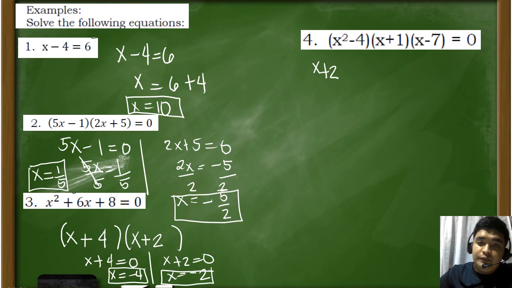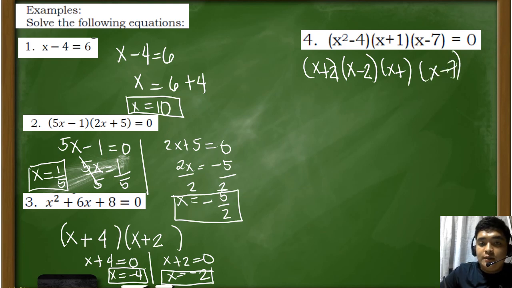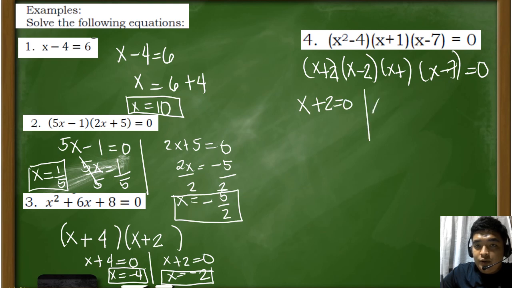x plus 2 and x minus 2. Then we have x plus 1 and x minus 7 equals 0. Okay, so let's simplify now. x plus 2 equals 0. Then we have x minus 2 equals 0. This one, x plus 1 equals 0. And the last is x minus 7 equals 0.